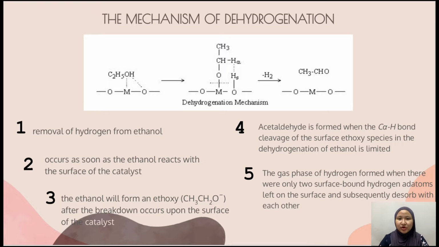Next is the mechanism of dehydrogenation. Firstly, the hydrogen will be removed from the ethanol as soon as the ethanol reacts with the surface of the catalyst. Then the ethanol will form an ethoxy after the breakdown occurs upon the surface of the catalyst. Acetaldehyde is formed when the C-alpha H bond cleavage of the surface ethoxy species in the dehydrogenation of ethanol is limited. Lastly, the gas phase hydrogen forms when there are only two surface-bound hydrogen atoms left on the surface and they subsequently combine with each other.